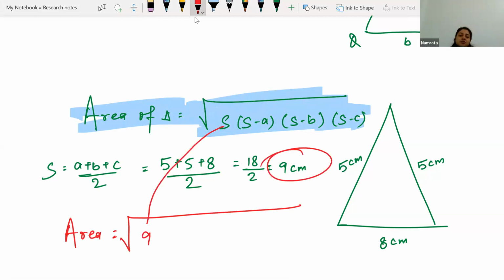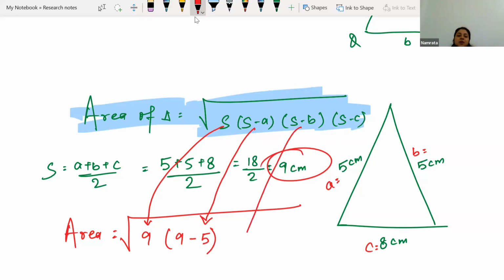This S I have substituted over here. Now S minus A. S minus A will be 9 minus... From here you can take any one as A, the other one as B, the other one as C. It's completely up to you. So I'm taking A as 5. 9 minus 5. This is our S minus A.